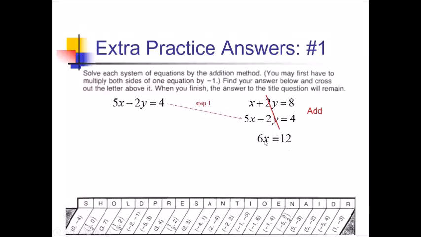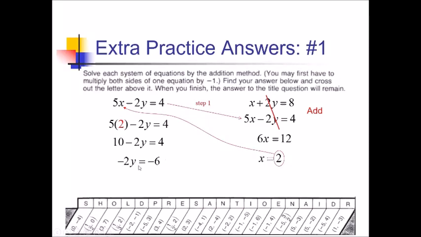Dividing both sides by 6, we end up with x equals 2. And then I can plug the 2 back in to solve for y. I'm just going to use this equation over here because I've got some room. So I've got 5 times 2 minus 2y equals 4. So that's 10 minus 2y equals 4. Subtracting 10 from both sides, 4 minus 10 gives us -6 over on the right side. And then dividing both sides by -2, we have y equals 3. So that's the point 2, 3, if I put those in order. And then looking down below to see what that goes with, I see 2, 3 right here. So I'm going to cross out the s and go on to the next problem.